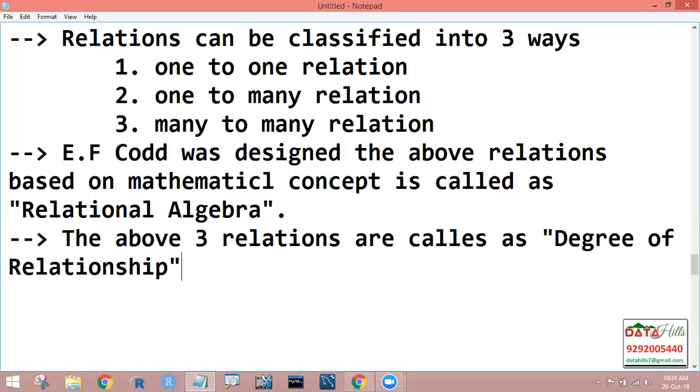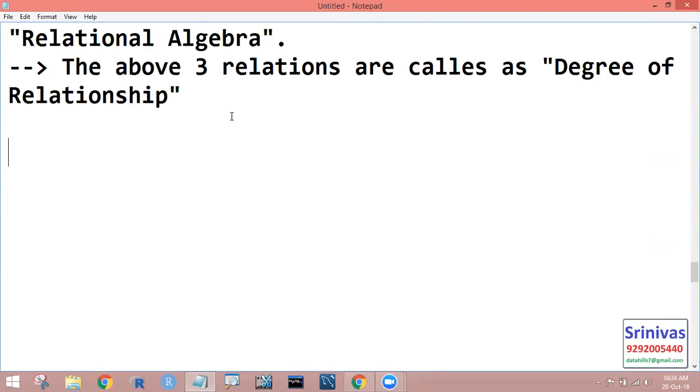Okay, this is about RDBMS and the quad rules and the relations. Next, let us observe the features of database management system. If you know the features of database management system, then we will get the importance of DBMS and RDBMS. Right now, let us discuss the features.